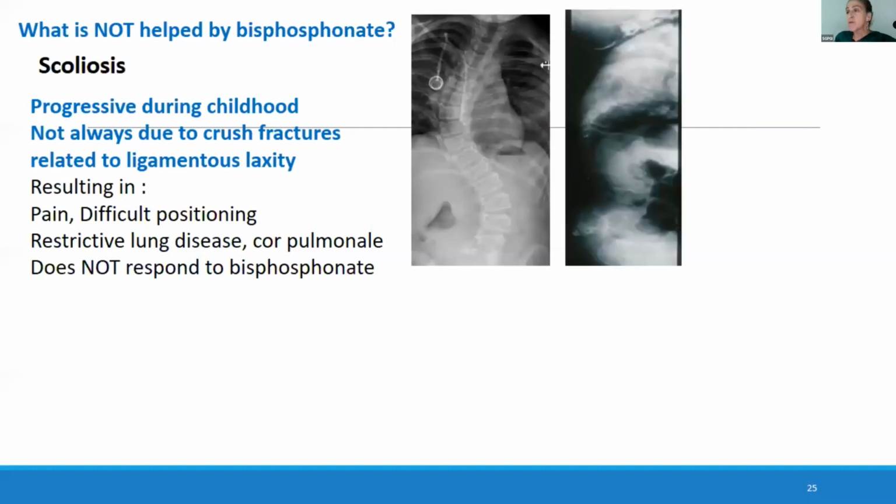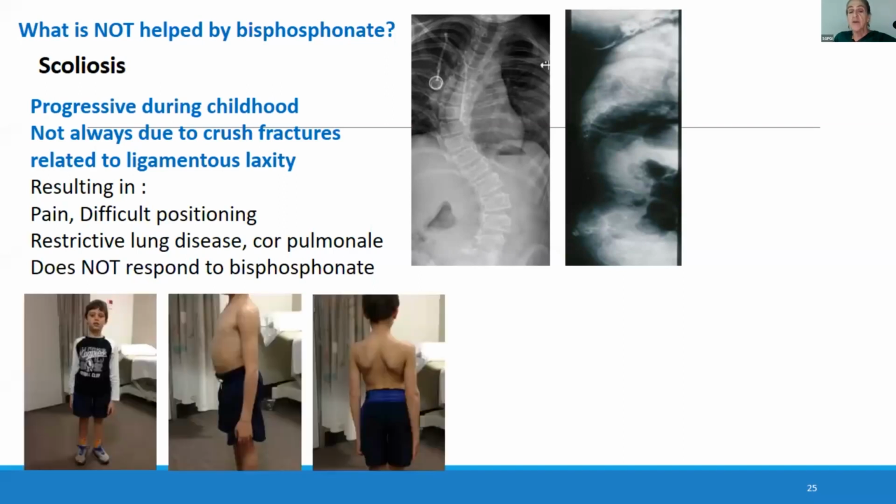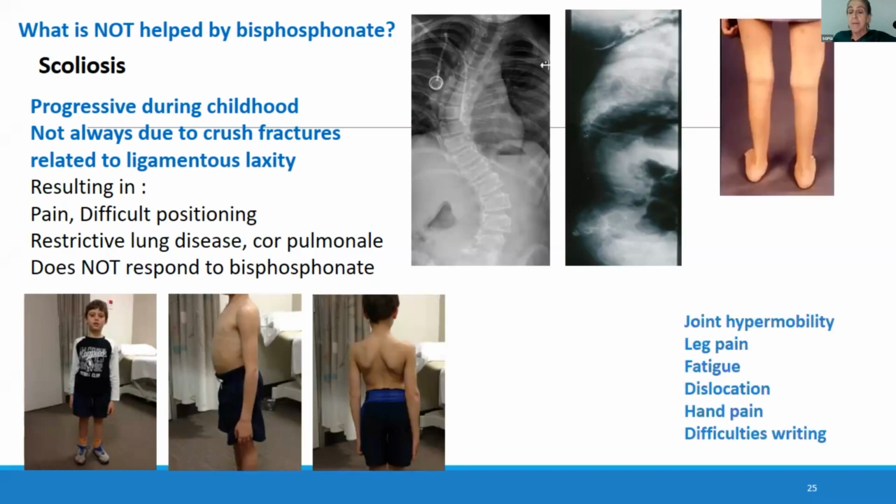So we can't help scoliosis because scoliosis is due to abnormal collagen in the ligaments as well. It continues regardless of treatment and ends up leading to restrictive lung disease. Please look at your patients carefully. This little boy looked completely normal. He looked pretty normal side on, but he had a significant scoliosis from the back.